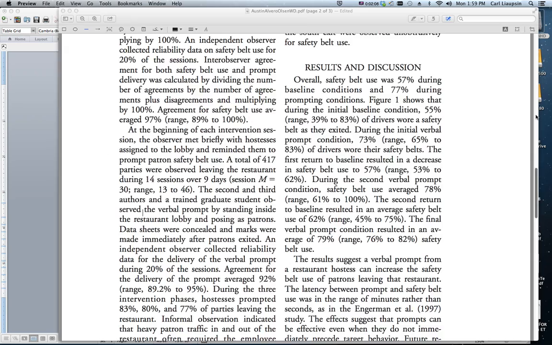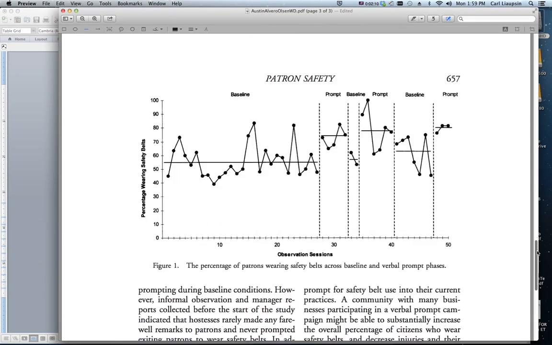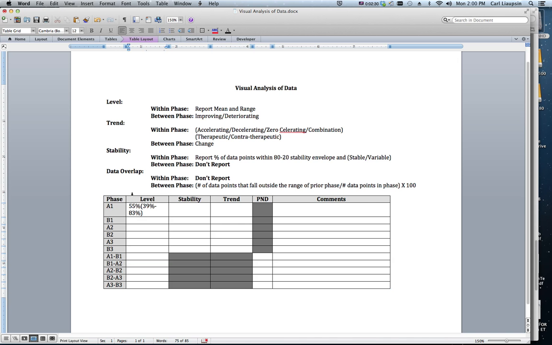Between level, or between phases in this study, we can see that the level does change between these two phases and that it's moving in the direction that the researchers had hoped for. So we say that that was improving.